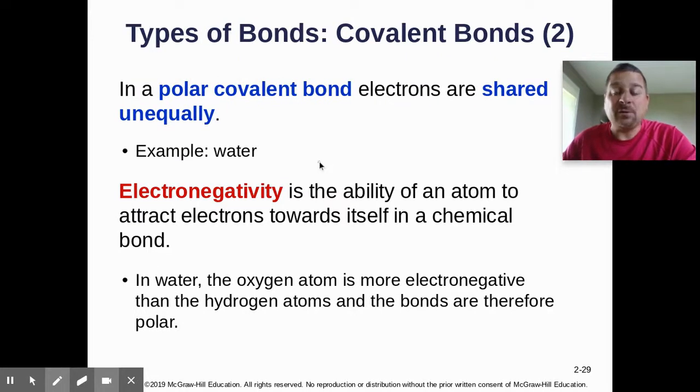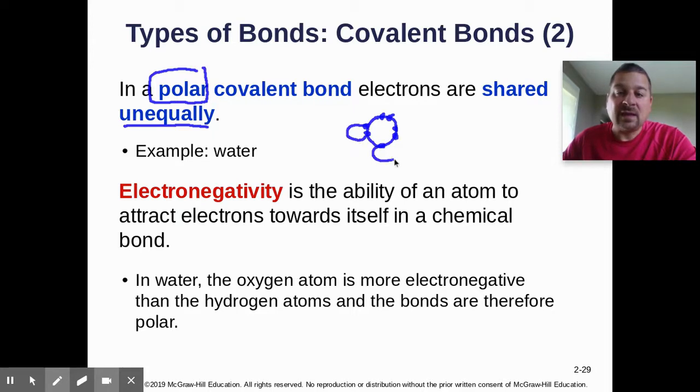Those are all nonpolar. They are all sharing them equally. In a polar covalent bond, they are shared unequally. Okay. In water, for example, okay, you've got an oxygen, okay, that has 1, 2, 3, 4, 5, 6 valence electrons. So it has 2 empty spots. You'll get a hydrogen over here that will share one here, and a hydrogen that will share one down here. So this is oxygen, hydrogen, hydrogen.